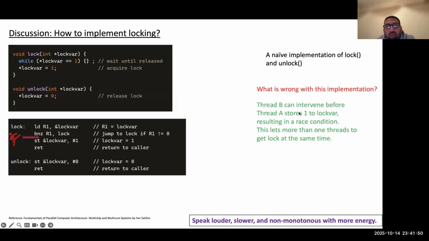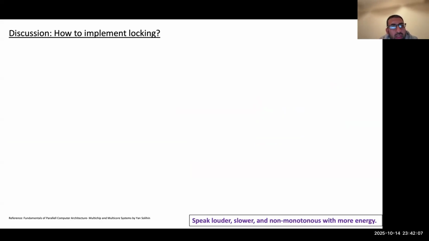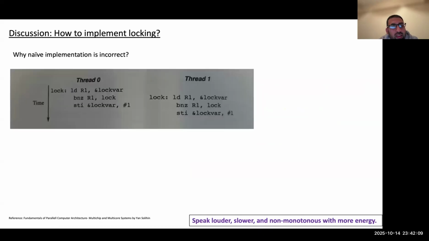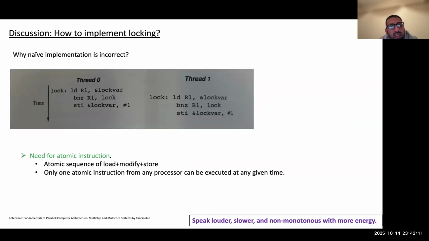So thread B can intervene before thread A stores one to the lock variable, resulting in a race condition. This lets more than one thread get the lock at the same time. Let's stop here, because if I go to the next slide, it is essentially the same thing.